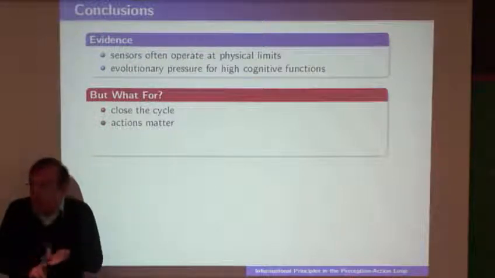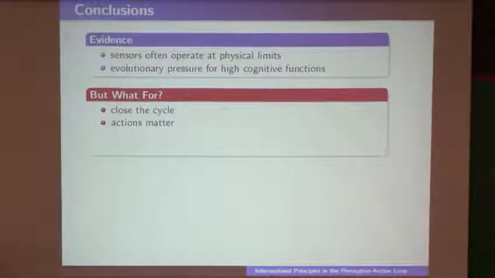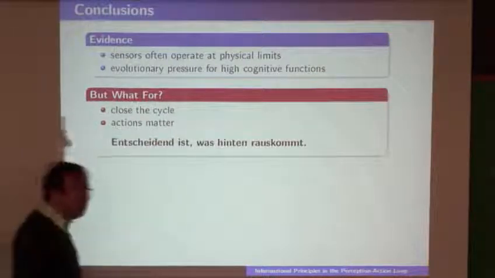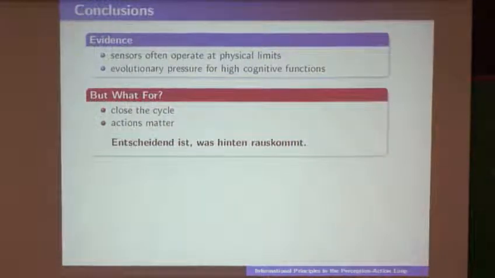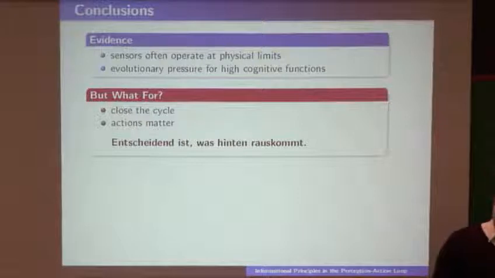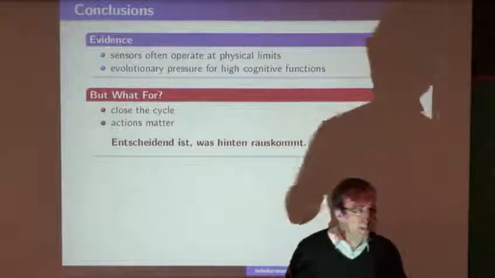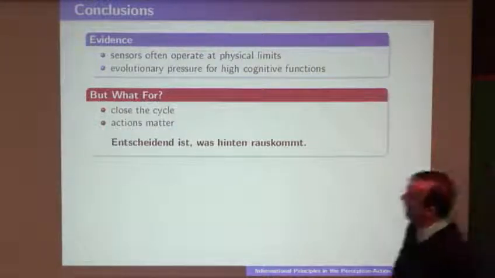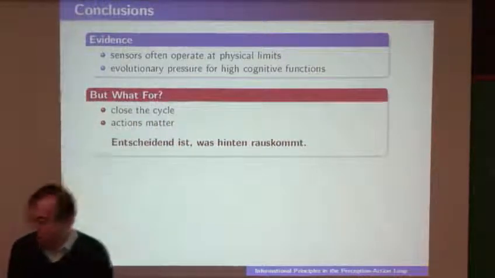We have sensors, we have cognitive function. We need to close the cycle. Actions matter. So this is a statement from a former German chancellor, whom we like to call the German Bush, who was roughly as intelligent. And he said, "Entscheidend ist, was hinten rauskommt," in this tone. So it's important what comes out at the bottom side. Now, spoken by some guy that looks like a big baby, that has particular evidence. But he has a point. What you do with it is what matters.